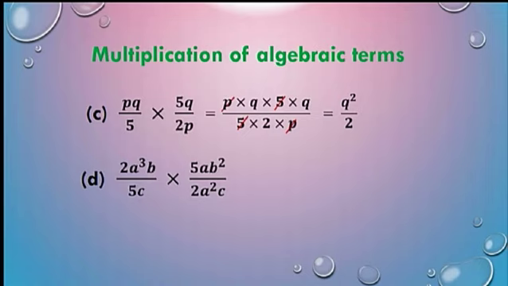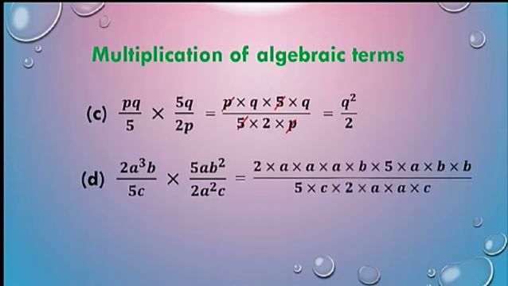But D, the fourth example, 2a to the power 3b over 5c times 5ab squared over 2a squared c. As you can see here, there are common terms in numerators and denominators. So we write them in expanded form and find the common factors that can be cancelled out.